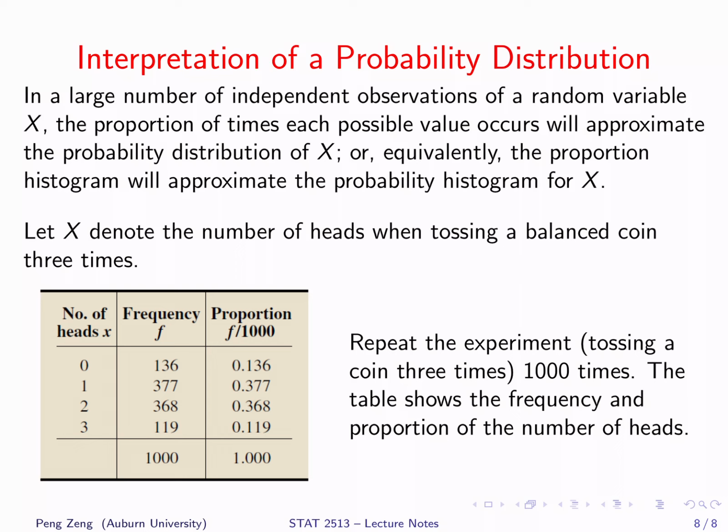Compare these proportions with the probabilities in the previous slide. They are very close. In fact, if we increase the number of experiments, for example, 10,000 experiments, the proportions will be even closer to the probabilities in the previous slide. As a summary, in a large number of independent observations of a random variable X, the proportion of times each possible value occurs will approximate the probability distribution of X.